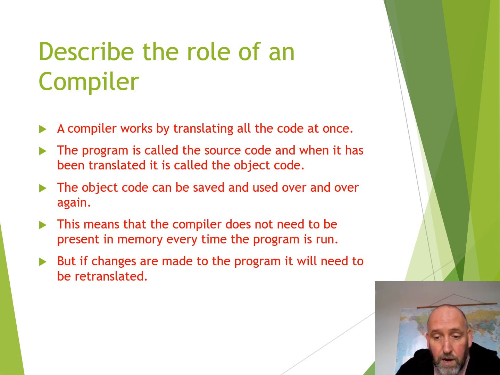So, if you've got a completed program, what you really do is use the interpreter to write a program, and then at the end you use a compiler. The compiler, all at once, takes the source code and turns it into object code. You can resave the object code over and over again. You do not need to have the compiler in memory each time, which is an advantage. But if changes are made, then it will need to be retranslated.